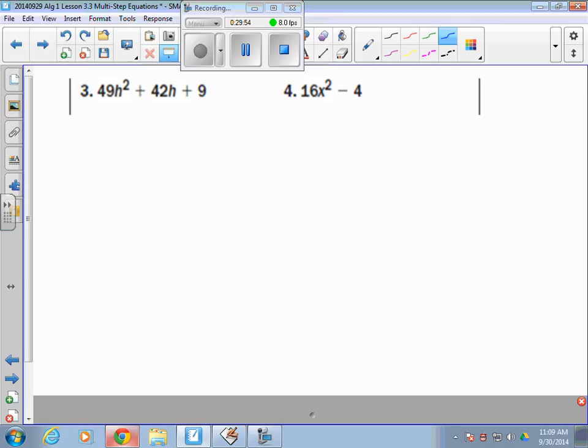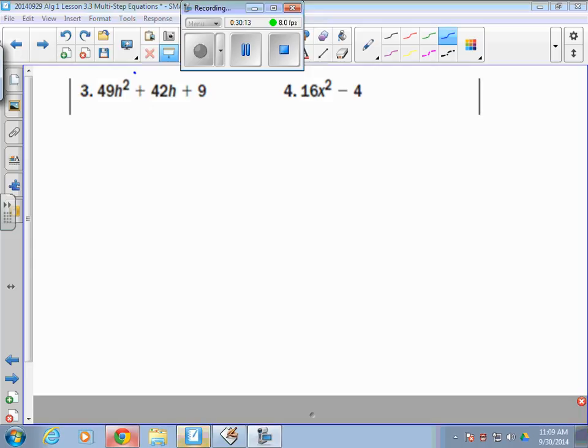49h squared plus 42h plus 9. Okay, so we know that the number 9 doesn't go into all of them. Maybe the number 3 does. So if you check 3 going into 49, that one doesn't go into it either.